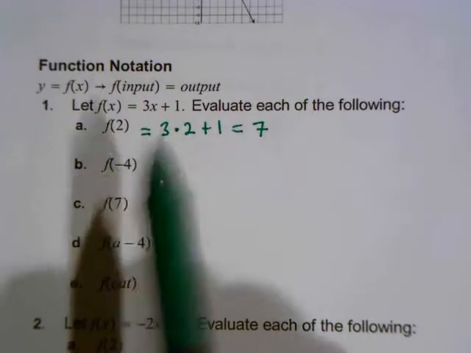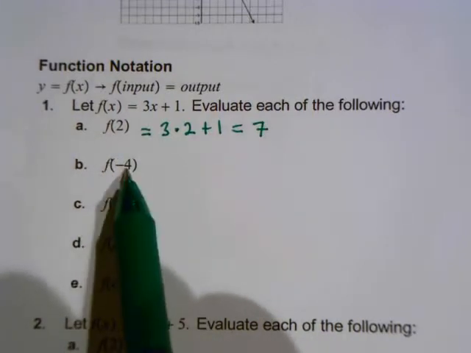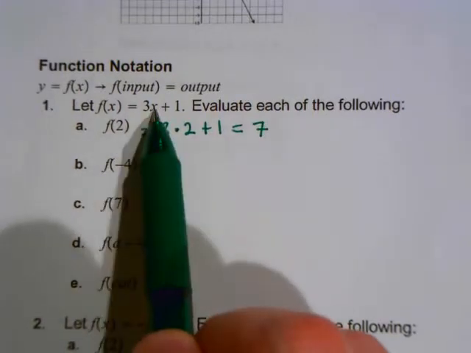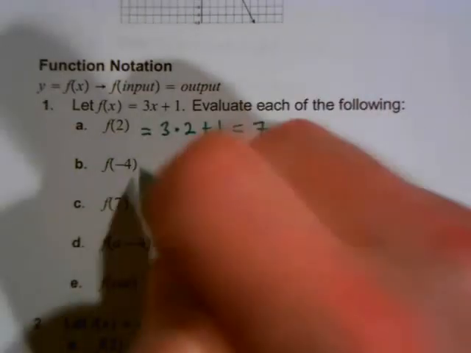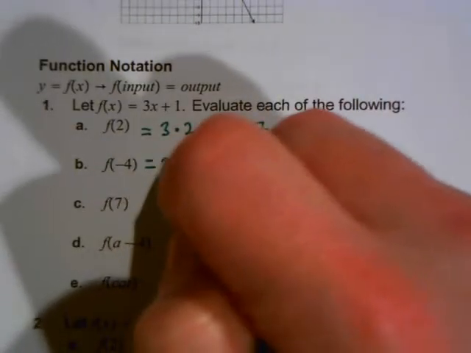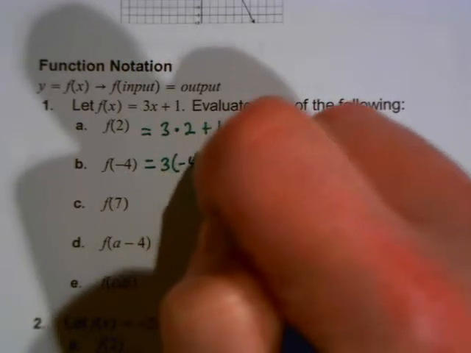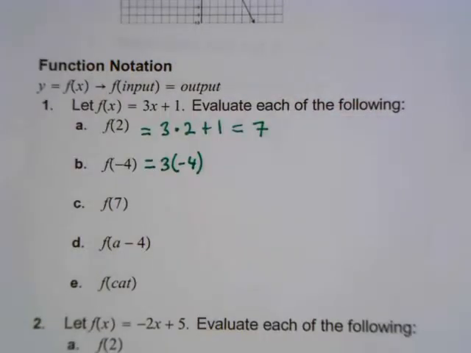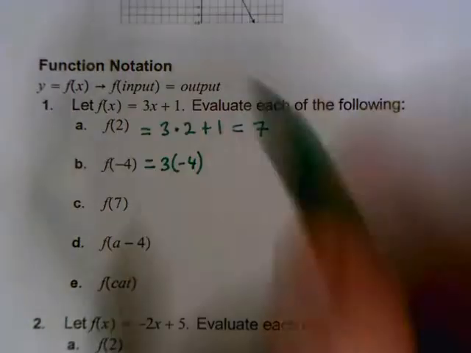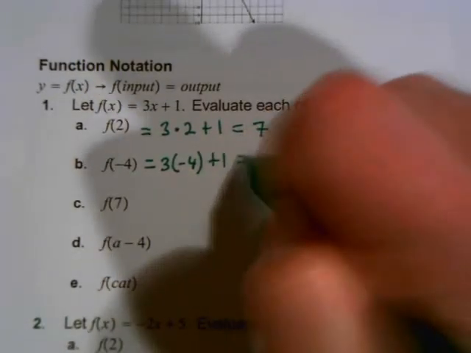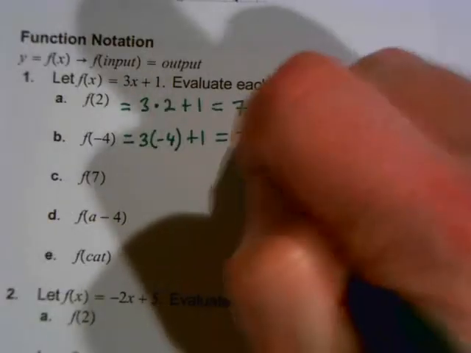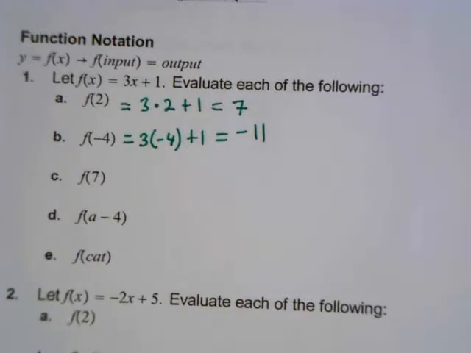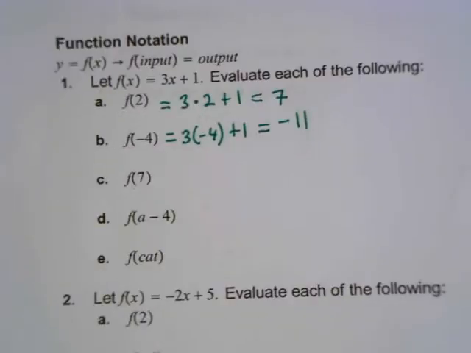Similarly, f at -4. That means don't write the letter x there anymore, write the number -4. Now, a strong suggestion: whenever you plug in negative numbers, it's a really good idea to put them in parentheses like that. That will help you maintain the proper order of operations. Of course, I still got to add the 1 on the end. I multiply 3 times -4 is -12. -12 plus 1 is -11.